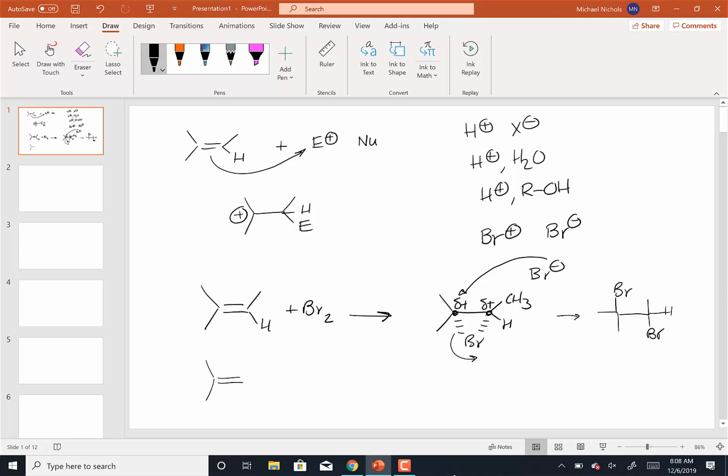If I now change that problem and I say, let's add Br2 and H2O, what's going to happen? I'm going to add my Br plus to again make a bromonium ion. But now it's the water that's going to come in and add. And so which carbon is the water going to add to?